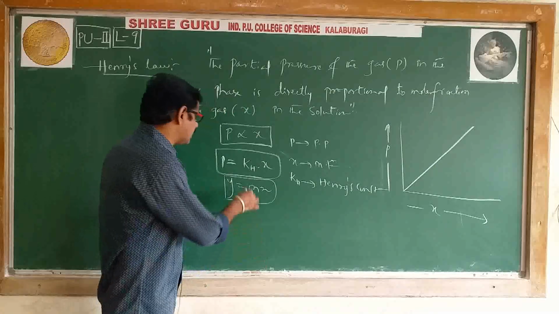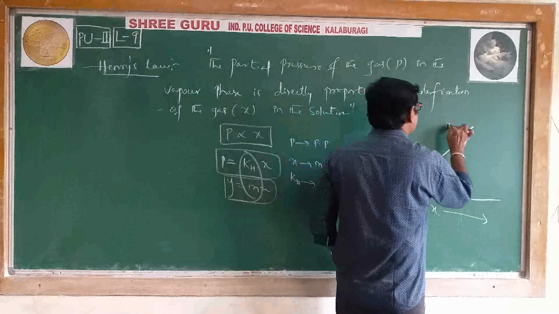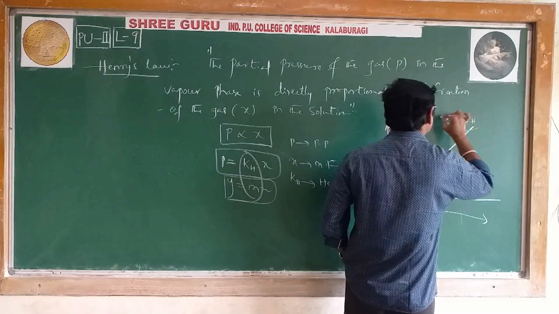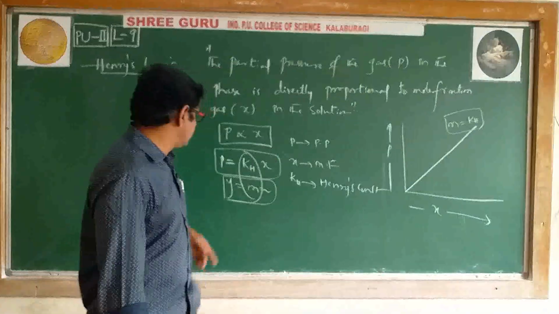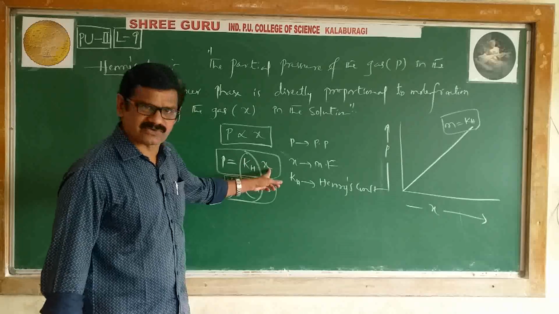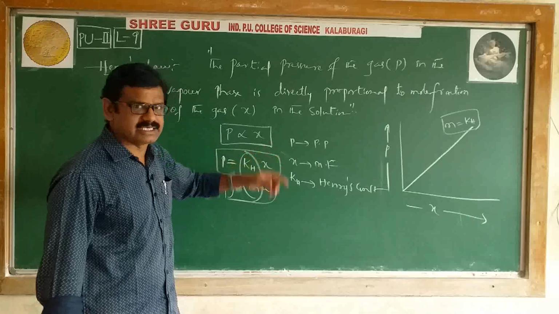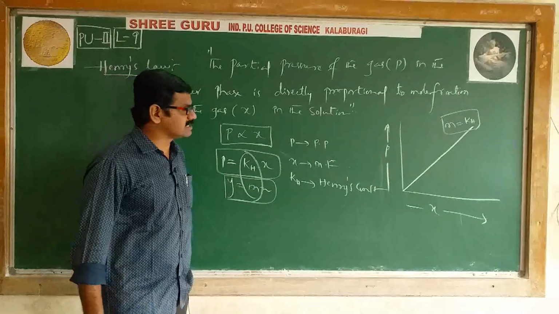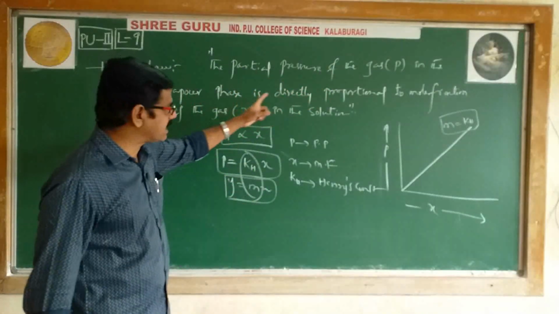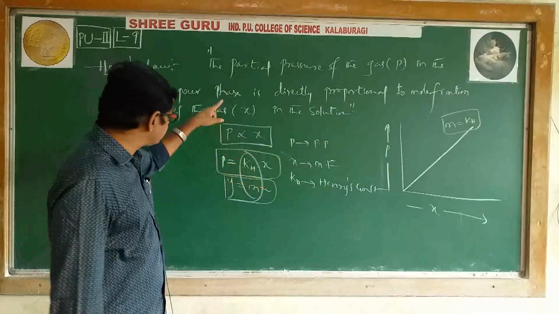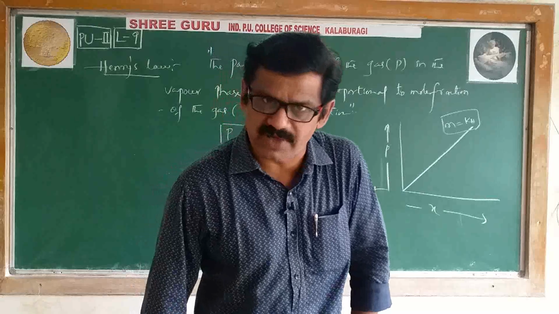A straight line is obtained whose slope m is KH, because we compared with y equals mx. So if you plot pressure versus mole fraction, we get a straight line passing through the origin with slope KH. This is called Henry's law. Once again, the partial pressure of a gas in the vapor phase is directly proportional to the mole fraction of that gas in the solution.